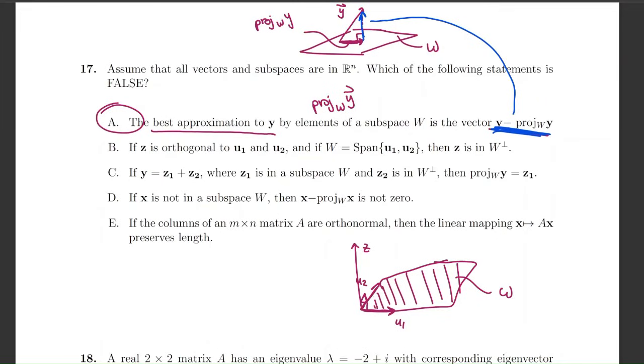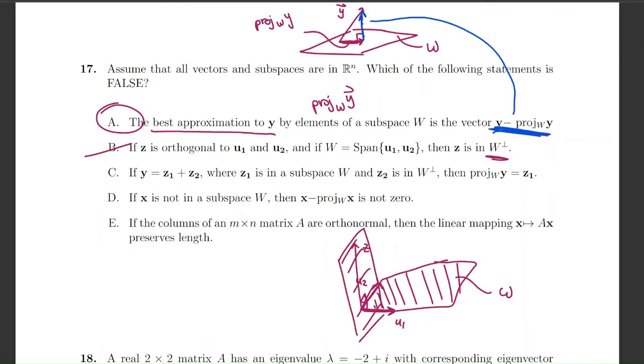Okay. Then z is in the subspace that is perpendicular to W. This is going to be true because it is perpendicular to both vectors that span the subspace W. So it's going to exist in the plane perpendicular to W, which is kind of like, I'm not very good at drawing, but kind of something like this. So z would be in the subspace perpendicular to W. So this is a true statement.